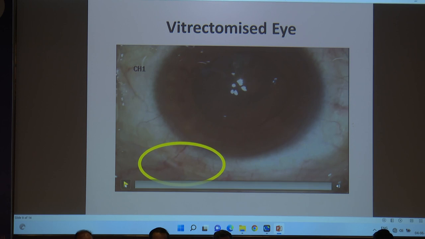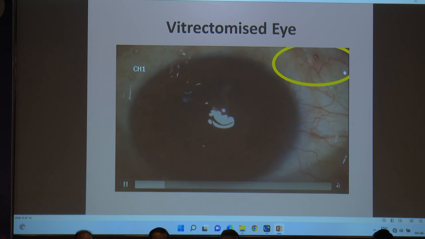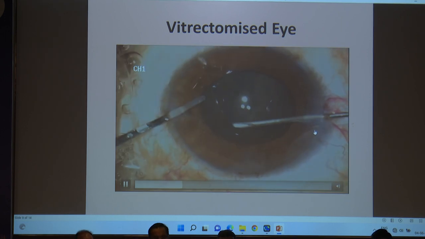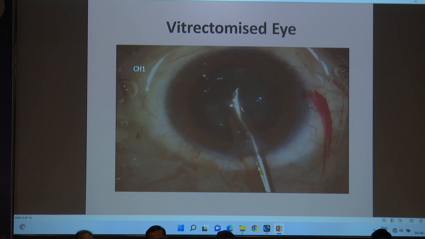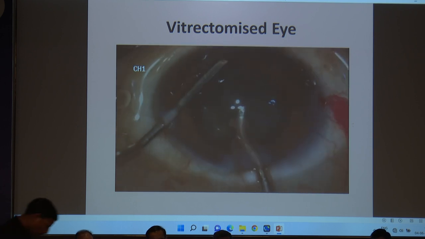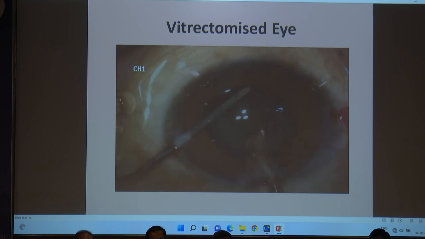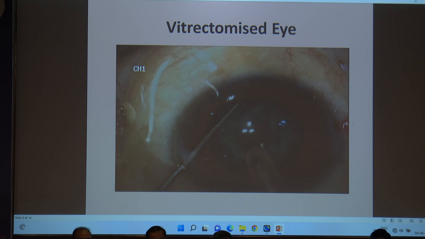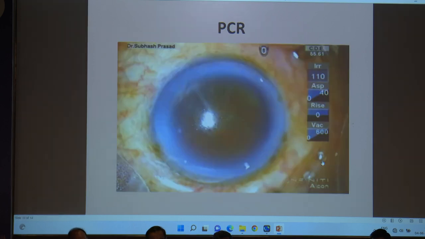It is a post vitrectomy eye. You can see the port scar here and on this side also. And the moment I went into the anterior chamber, again the same thing happens. So here again, I am going to use the iris spatula, or you can use any other instrument, just to reverse this pupillary block, and then you can go ahead with the phacoemulsification.